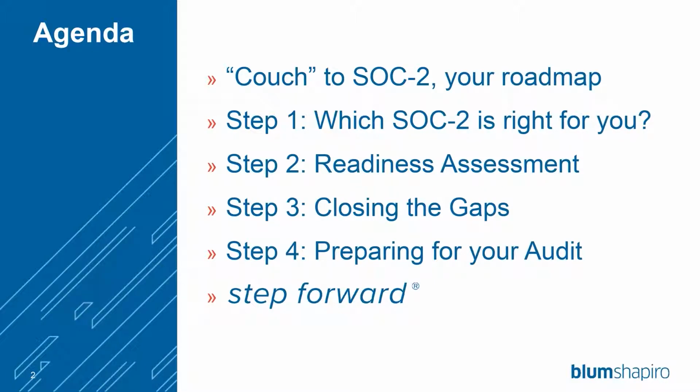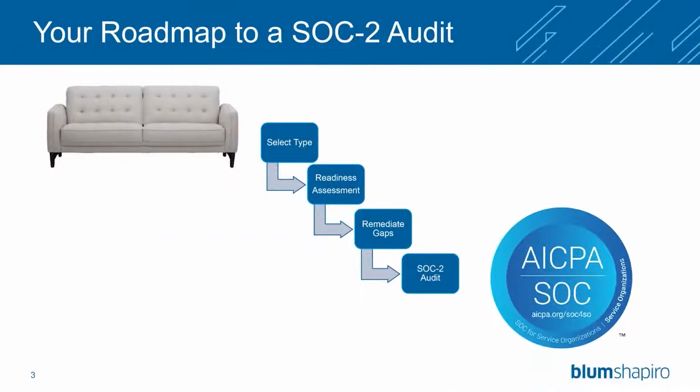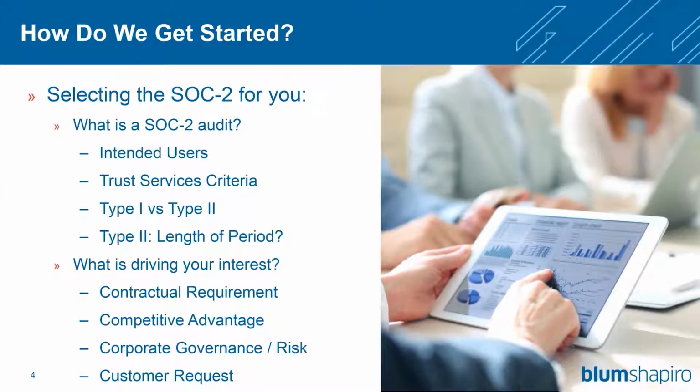What can we do to help you achieve readiness? How do you close the gaps, and how long does it take? And ultimately, how do you prepare for your audit? Here's a visual that shows Couch and ultimately a SOC audit report. So it's an iterative approach that allows you to select the type of audit, prepare, remediate gaps, and ultimately achieve an audit report. So how do we get started?